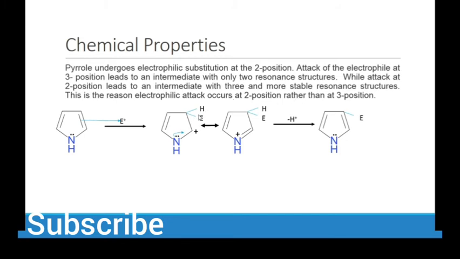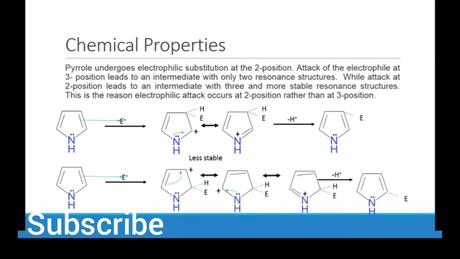Then we have only 2 structures of pyrrole, and if we remove this hydrogen, the bond will come back to its original position and the lone pairs come back. So we have only this structure for attack at position 3. Now what happens at position 3 is that it is less stable. How is it less stable? You cannot say without comparing it with the attack at position 2.